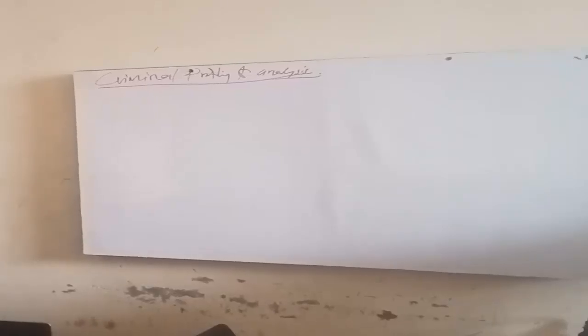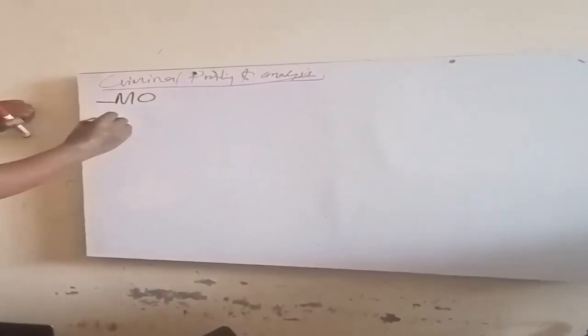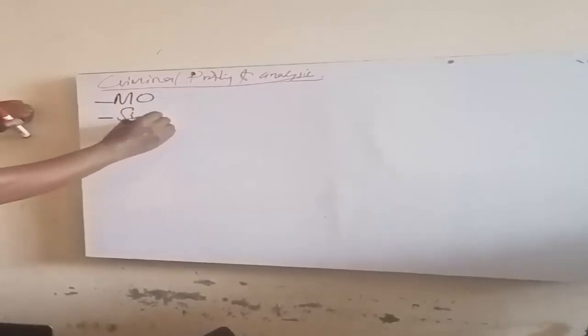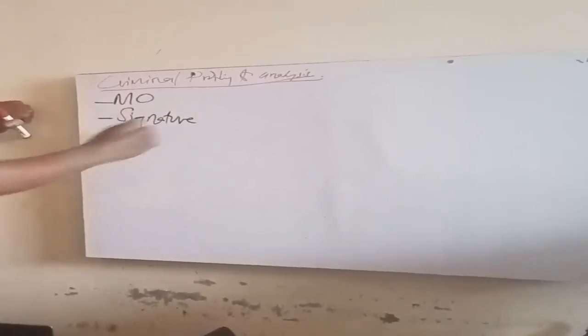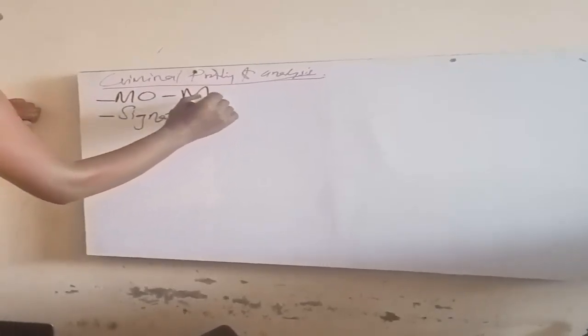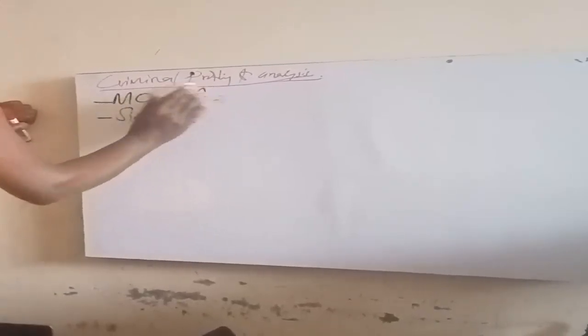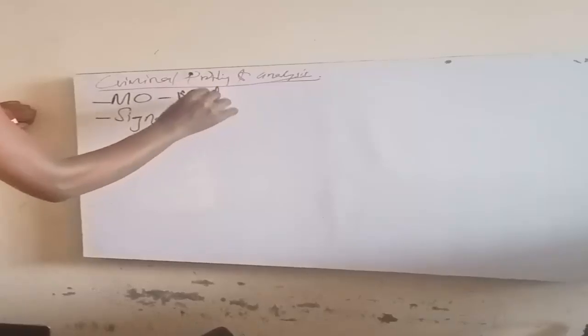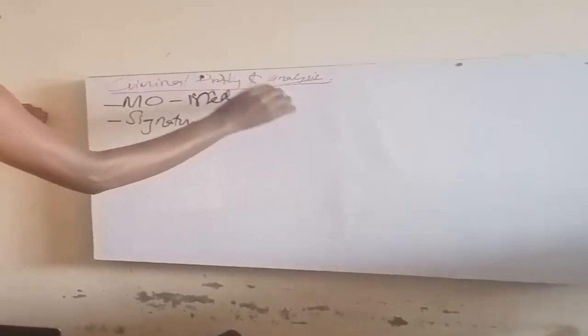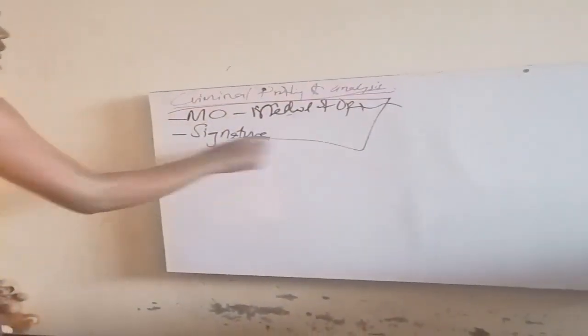So they usually use two methods. One is MO and the second one is signature. So this one is abbreviated for Modus Operandi. This one is modus or method of operation. So signature. So let's look at these two areas here.